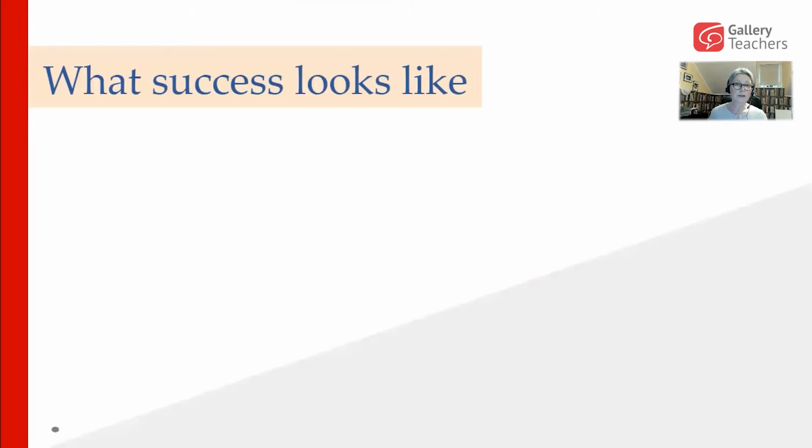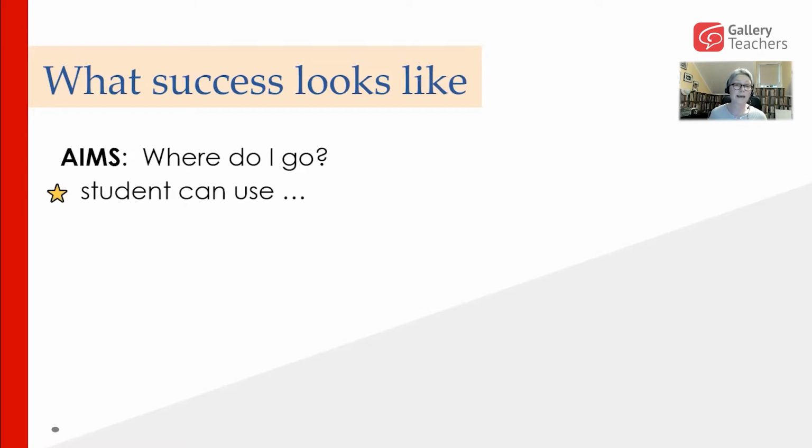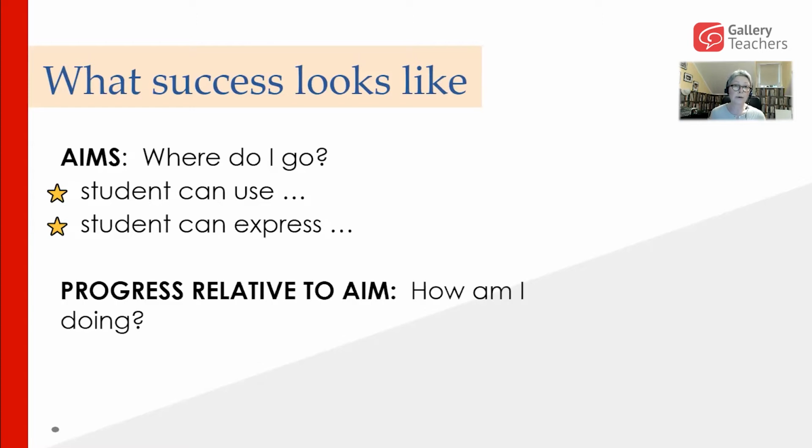So let's focus on what success looks like. Where do I go is in fact a question about what success looks like. And what success looks like is best expressed by the so-called can-do statements. Once we have a full and clear picture of what success looks like, we can compare the current performance to what we're aiming at. Now here, it's really important to make sure that this comparison focuses on what is good and what action needs to be taken, and not on what is good and what is bad.